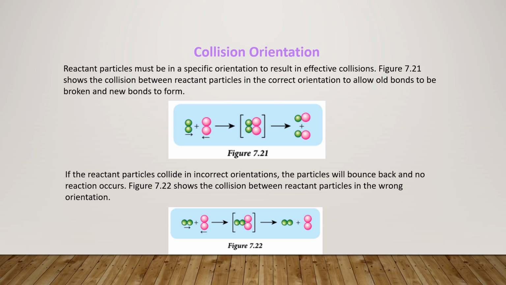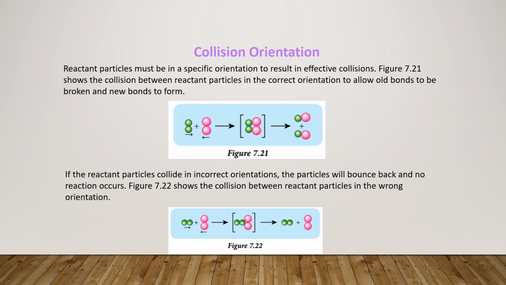Okay. For collision orientation, cikgu has explained before, reactant particles must be in a specific orientation to result in effective collision. So based on this figure, you can see the collision between reactant particles in the correct orientation allows old bonds to be broken and new bonds to form. For example, this one, the green one collides with the pink one, so it will result in an effective collision if the product is formed. So the green one collides with the pink one in a specific, correct orientation, so it will produce the new product.